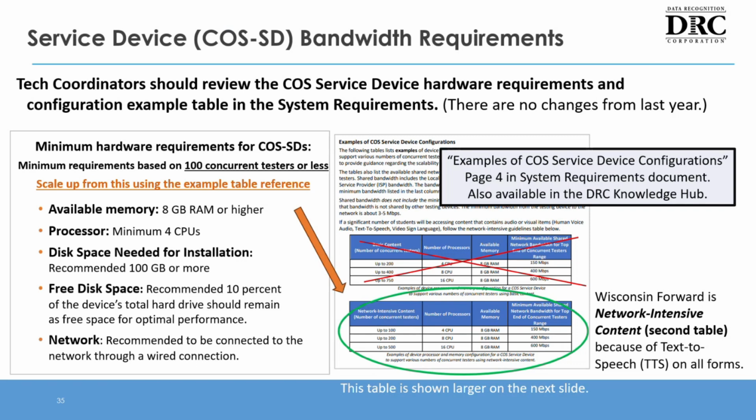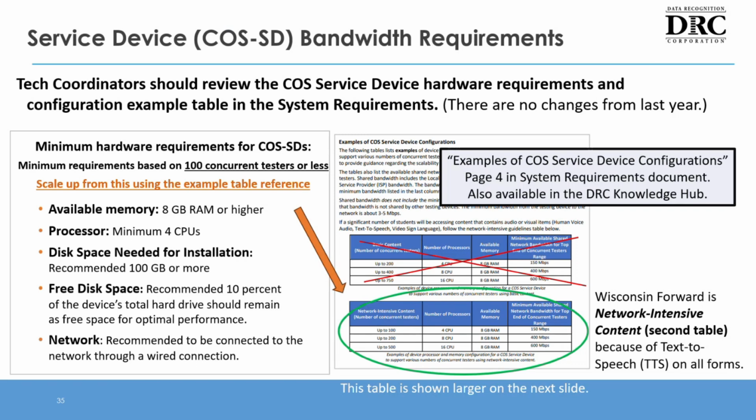100 gigabytes of disk space is needed for installation, and it's recommended to keep 10% of the device's total hard drive as free space for optimal performance. It should also be connected to the network through a wired connection. It's also important to keep in mind that the minimum hardware requirements here are for 100 concurrent testers or less, and then you can scale up CPU from there if you have more than 100 concurrent testers.